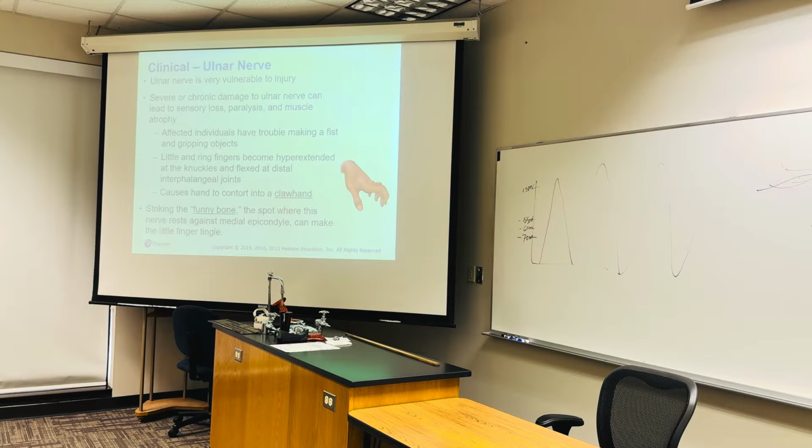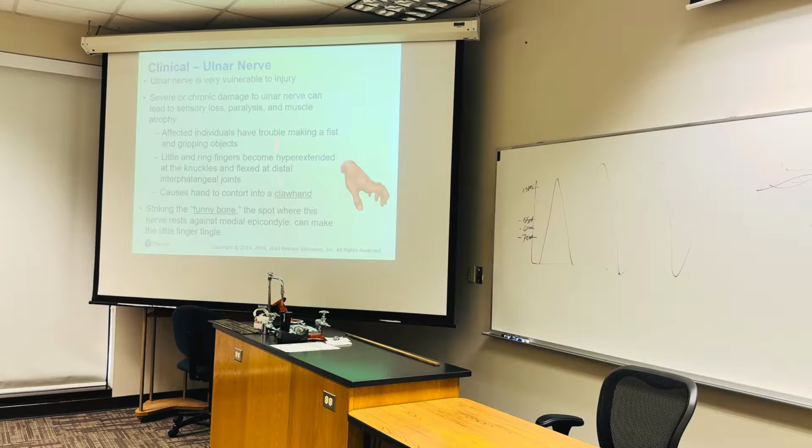So as I told you, your ulnar nerve is very, very prone to injury. Severe or chronic damage to the ulnar nerve can lead to sensory loss, paralysis, and muscle atrophy. Everyone knows what atrophy is, right? If you are losing the sensation of the specific muscle, what does that mean? It means that you cannot use that anymore. If you cannot use that anymore, what is going to happen? Disuse atrophy. You are going to lose it. If you do not use it, you are going to lose it. That is atrophy.